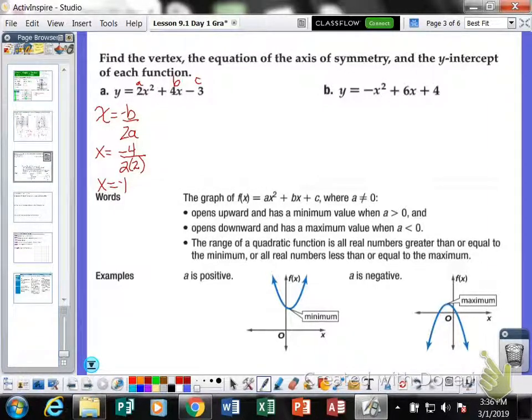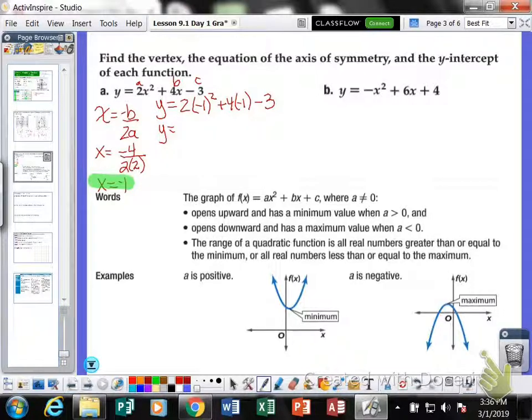So we found our axis of symmetry. X equals negative 1. That's the equation. But now we got to find the vertex. In order to find the vertex, we already know that x equals -1. So let's take the equation, y equals, and substitute -1 in for all of my x's. So 2 times -1 squared plus 4 times -1 minus 3.